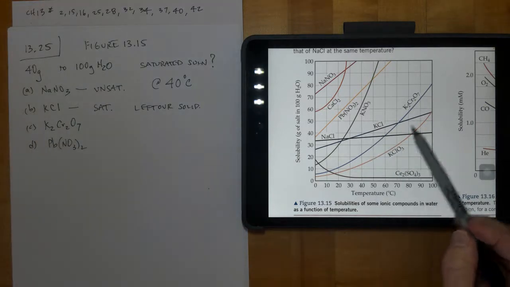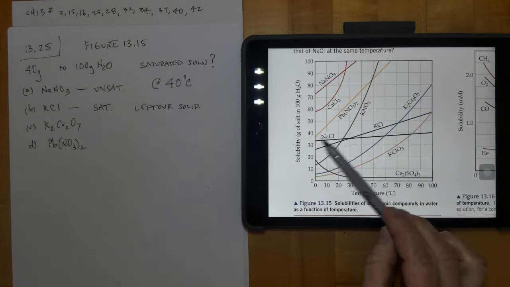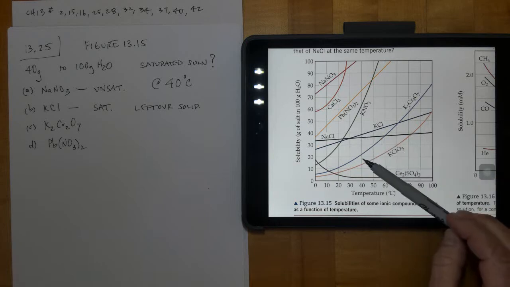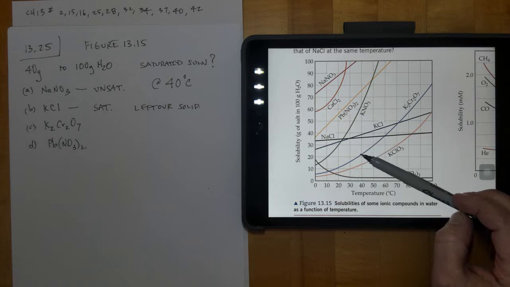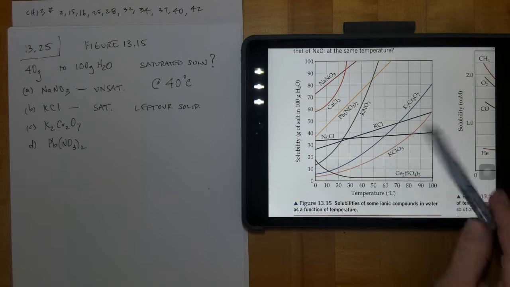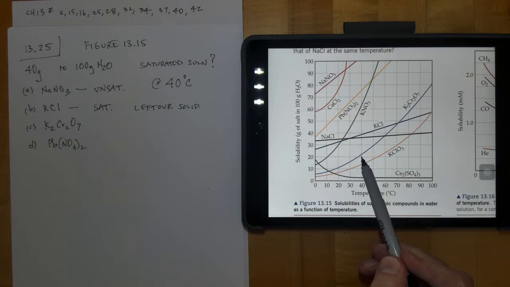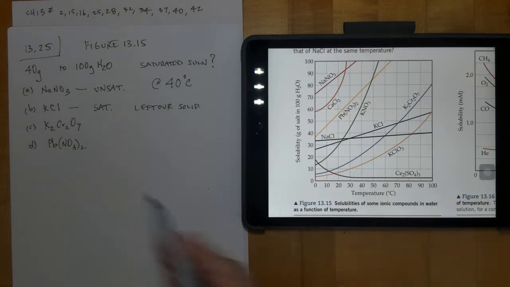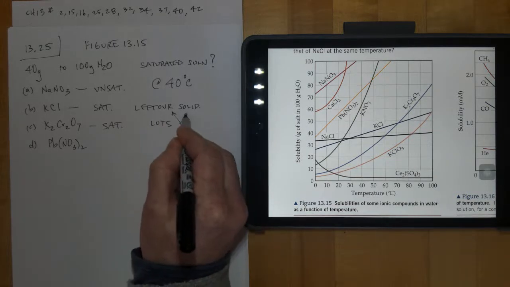K2Cr2O7, so K2Cr2O7's curve is right here, and at 40 degrees Celsius, 40 grams would put us well above the curve. So what solution there is would definitely be saturated, and then we'd also have, from 22 to 40, probably 18 grams of solid that sit at the bottom of the container, from the best that I can read, because it looks like it's about 22 grams right here at 40 degrees Celsius. So yes, we would get a saturated solution, and we'd have lots of leftover solid in the bottom of that beaker.